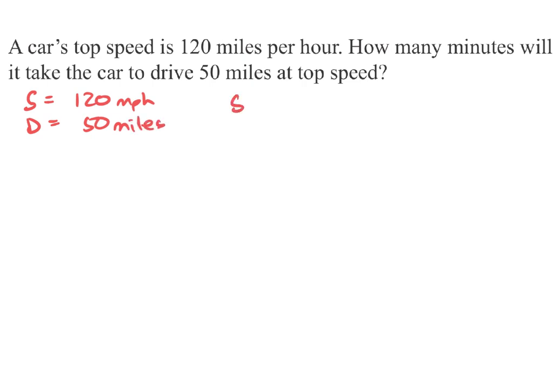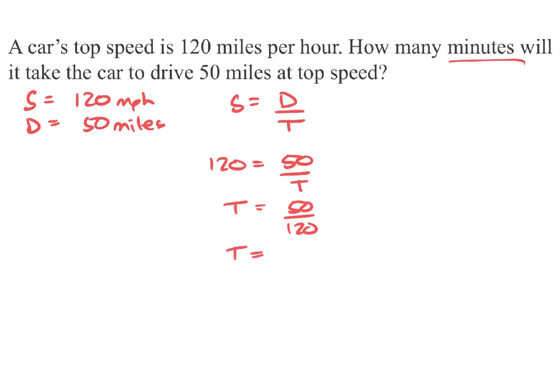We know the formula is speed equals distance divided by time, and we want to find the time in minutes. So let's just work out the time in hours, and then we'll see if we can convert that from there. So our speed is 120, our distance is 50, and our time we don't know. Our unknown is at the bottom here, so we can rearrange this equation and have time is equal to 50 divided by 120. If we put that into a calculator, we get a pretty horrible answer of 0.416666, and so on. So that's the time in hours.